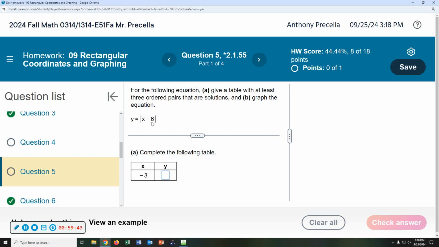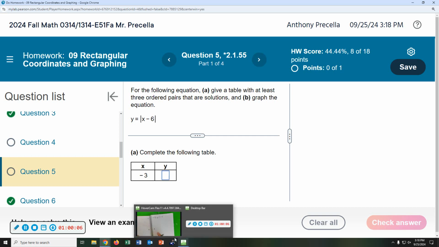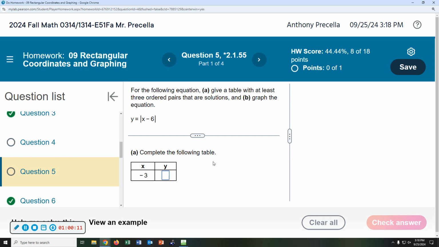So when they're telling us the x values to plug in, they're going to have to give us a 6 along the way. Let me write the problem down. This is number 5. We want to graph y equals the absolute value of x minus 6. And they're giving us a table. What's the first number they want us to plug in? -3 for x. So we're plugging in a -3 for x.